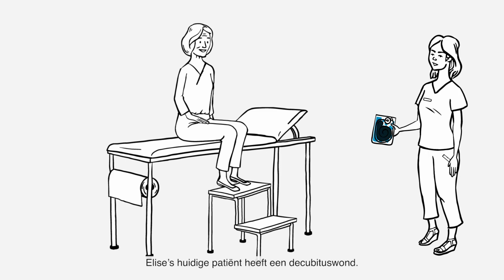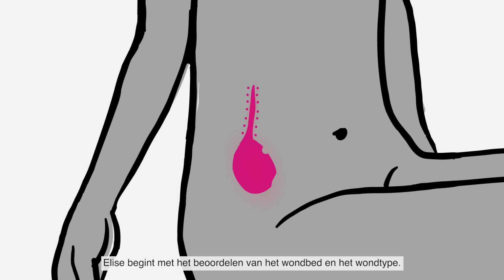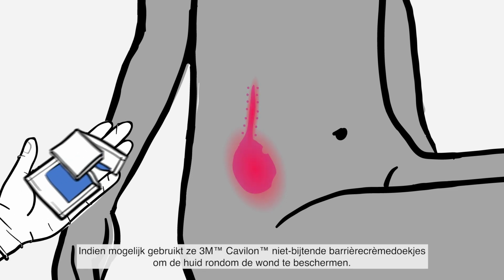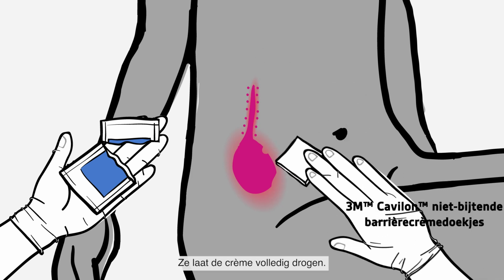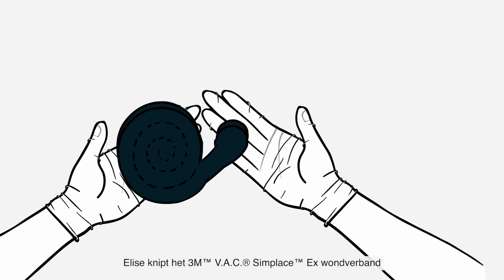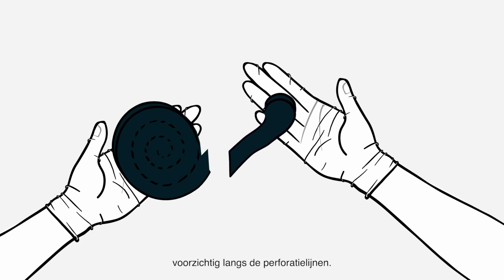Elise's current patient has a dehisced surgical wound. She decides to use VAC simplex dressing as it is easier and quicker to apply than a regular VAC granufoam dressing. Elise begins by assessing the wound bed and prepares the wound according to her hospital protocol. If available, she applies a 3M Cavalon no-sting barrier film wipe to protect her patient's peri-wound skin and allows it to dry completely. Elise carefully tears or cuts the VAC simplex dressing along the perforation lines.